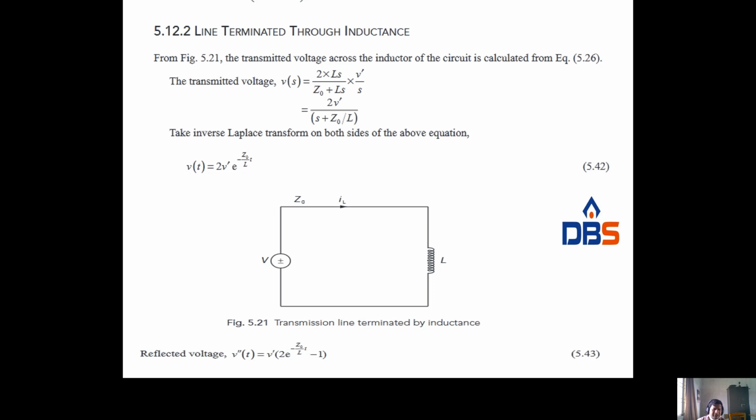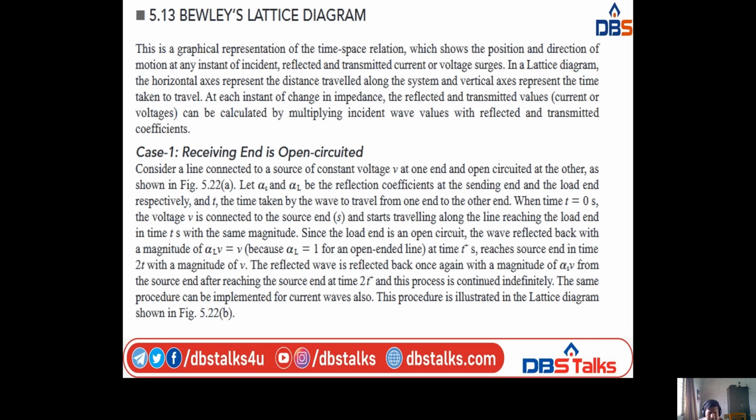Now from this transmitted voltage, the reflected voltage V''(t) is equal to the transmitted voltage minus the incident voltage. So V' into (2e^(-(Z0/L)t) minus 1). Like that, we have to calculate the reflected voltage, refracted voltage, from a line terminated with capacitance and a line terminated with inductance.